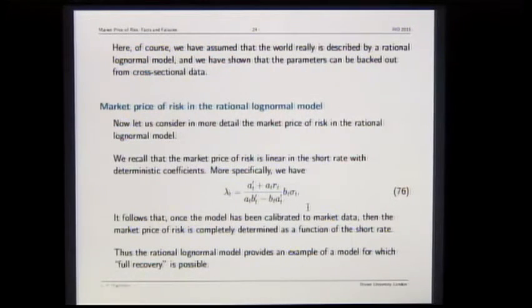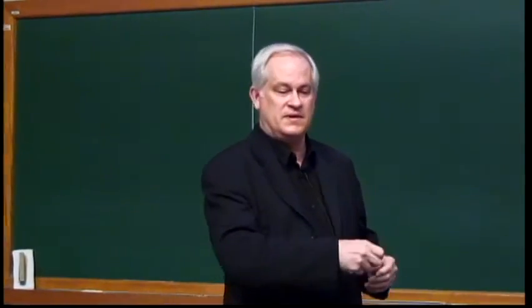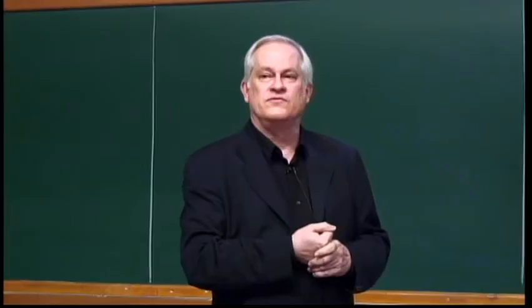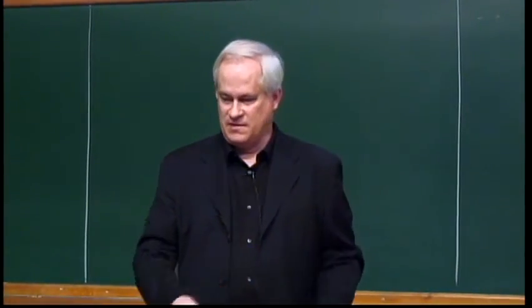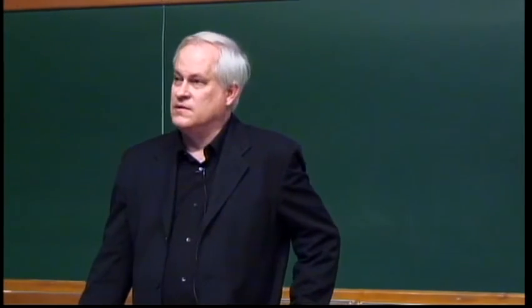So this leads us back finally to the market price of risk in the rational log normal model. And you'll recall this formula that I presented earlier, which shows that the rational log normal model has the property that the market price of risk is linear in the short rate, and the coefficients involve the functions a, b, and sigma. So it follows that once the model has been calibrated to market data, then the market price of risk is completely determined as a function of the short rate. So this means that if I wanted to do a simulation, then I fix A, B, and sigma, and I simulate the way the interest rate is going to run in the future, and that immediately tells me how the market price of risk is going to run in the future.